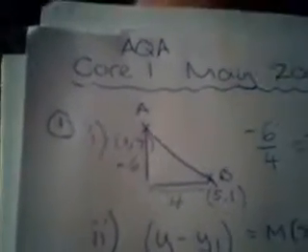Okay, so we're going to answer here AQA Core 1 May 2006, question 1. In this question, they're telling us the point A has coordinates 1, 7, and the point B has coordinates 5, 1. And I've done a little bit of a sketch of that here. It says find the gradient of the line AB.